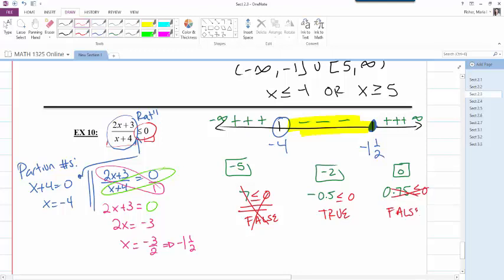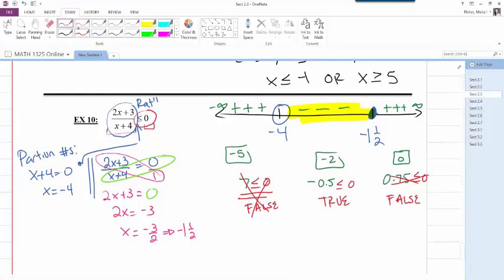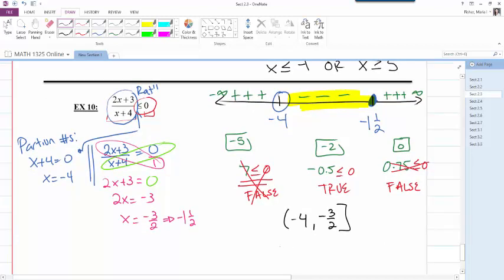That's false. So then our answer, again in interval notation, would be parentheses, negative 4, comma, negative 3 halves with a bracket, or in set notation we have negative 4 is less than x, which is less than or equal to negative 3 halves. Either one of those answers is correct.